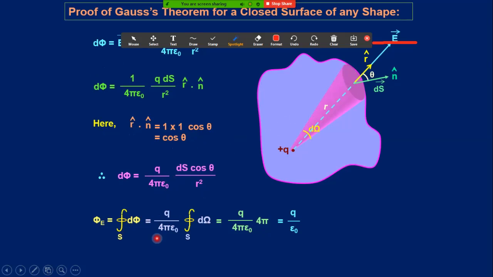So total phi is equal to q divided by epsilon naught.